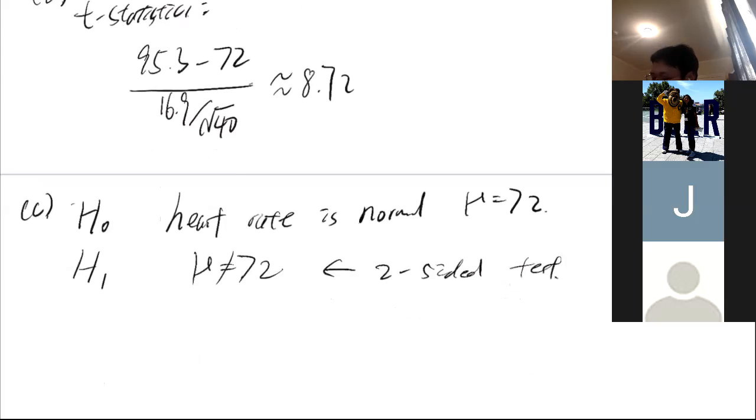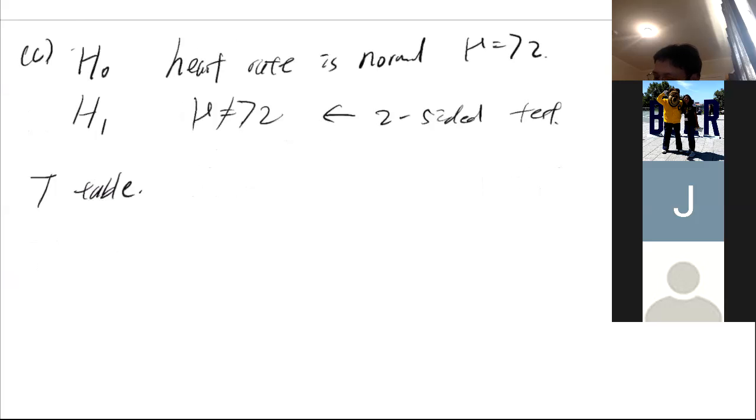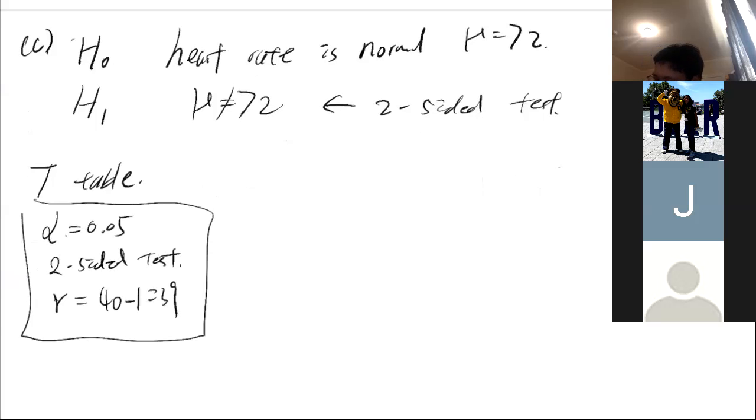And then we need to look up the t table to find the specific t value for this testing. And how do we find it? Given that the parameter for significance level is 0.05, and this is a two-sided test, and we are also given that the degree of freedom, nu, is equal to 40 minus 1, which is 39. With all these three parameters, we look into the t table, we can find the value of t. In this case, it's 2.02.